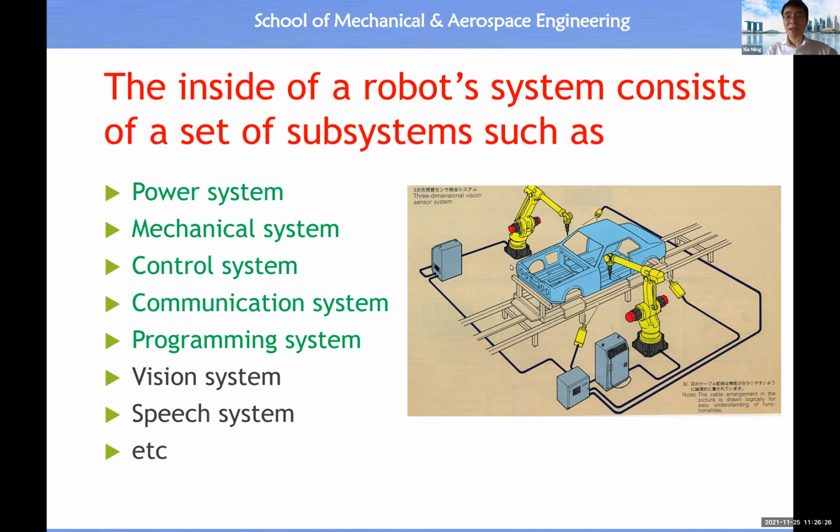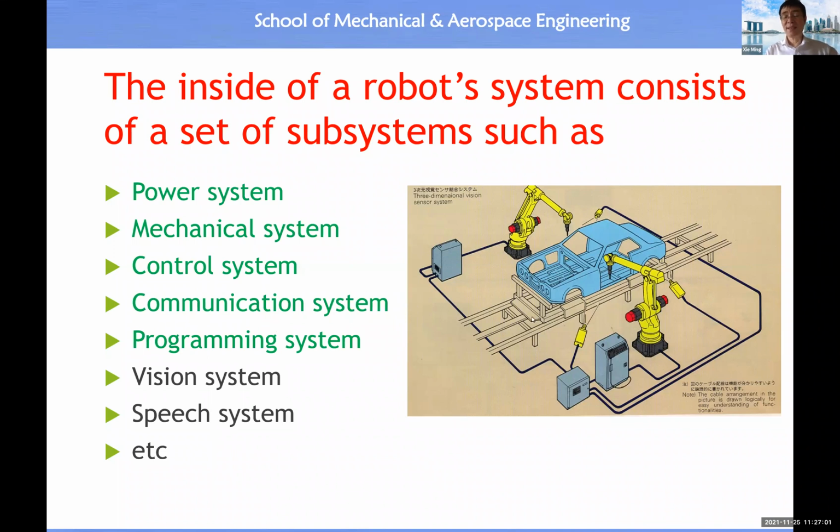Besides that, a robot must have a physical body in order to move the tool in the workspace. Therefore, a robot must have a mechanical system, and the motion performed by the mechanical system of the robot must be under control. So the robot must perform a controllable motion. Therefore, a control system must be there. And since inside the robotic arm you may have many devices and many other subsystems, all these systems must be able to communicate.